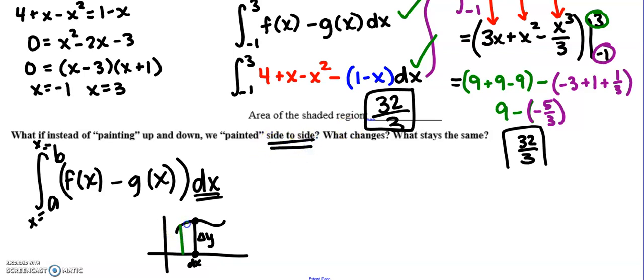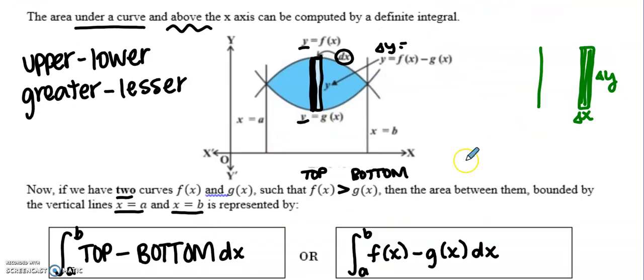So instead of painting up and down, we painted side to side. Think about those rectangles. Okay, I would make sure that you have a good handle on this. This is your big summary. Upper minus lower, greater minus lesser, top minus bottom. Draw in that representative paint stroke every time. It'll help you a lot.